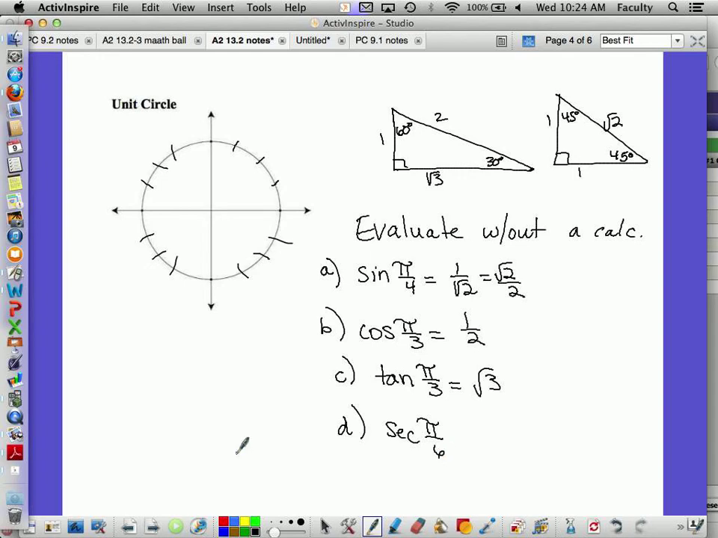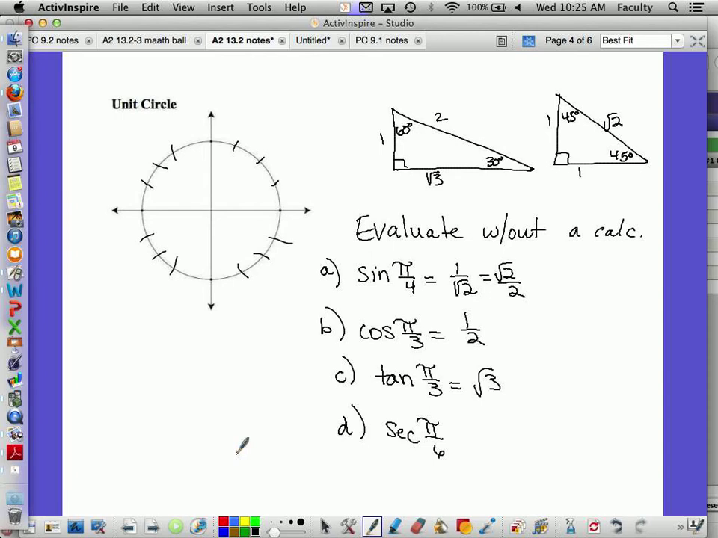Secant, pi over 6. So Megan, how many degrees is pi over 6? 30. Okay, so first of all, I'm going to be in my 30-60 right triangle, and I'm sitting at 30 degrees. Now secant. Elena, do you remember what trig function is the reciprocal of secant? Cosine. It's cosine.